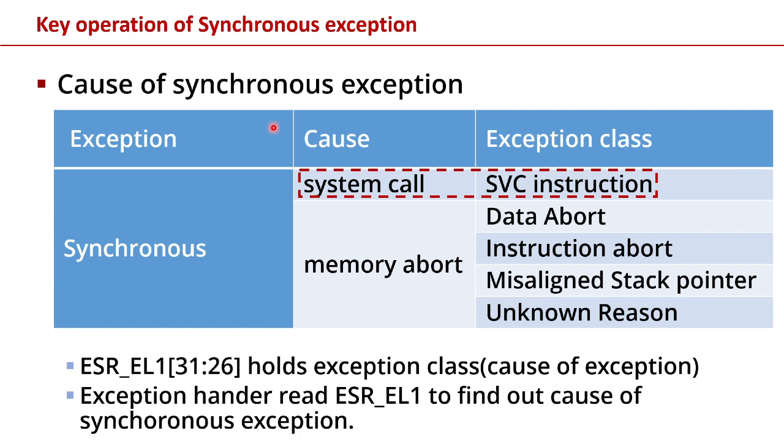As you know, there are two main causes of synchronous exception. The first cause of synchronous exception is memory abort. And the second category of causing synchronous exception is system call. In this way, synchronous exception occurs due to system call when the SVC instruction is executed, and then synchronous exception is generated. So from now on, I'm going to explain the workflow and detailed operation of synchronous exception due to SVC instruction.